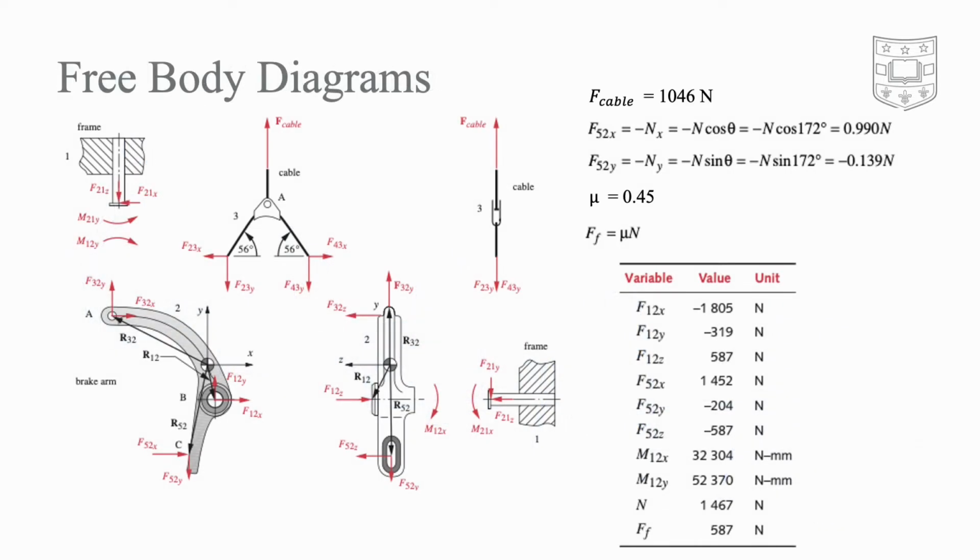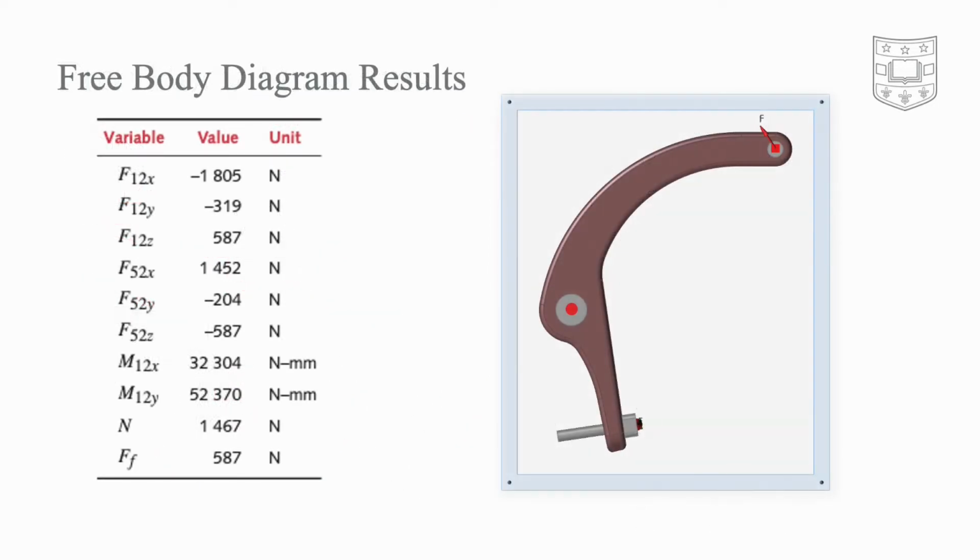So most of the free body diagram work was done for me by the book, but here are the results. So if we assume that the force applied by the cable is 1046 newtons and the coefficient of friction between the brake pad and the wheel rim is 0.45, then the frictional force of the brake pad against the wheel is 587 newtons.